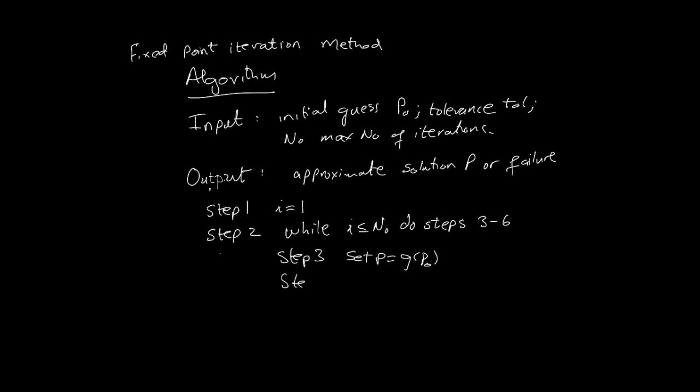Step 4, of course, will be our check whether we are getting close to the root or not. So we'll say if the absolute value of P minus P0 is less than the tolerance defined above, then we will output P, because that means we found our root. And of course, we will stop.